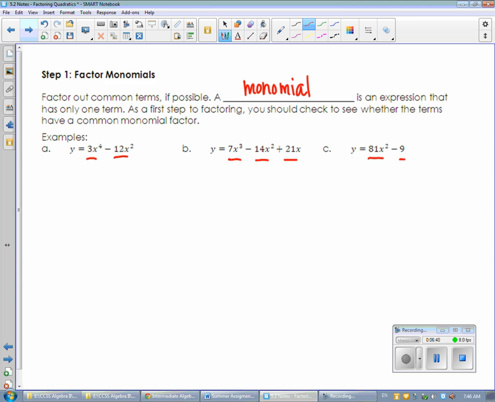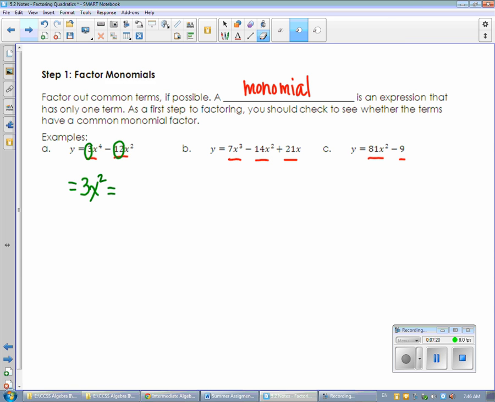So if I take a look at example A, let's deal with the numbers first. If I look at my 3 and my 12, both of those numbers are divisible by 3. So I want to factor out a 3, and I'm essentially just dividing it out. I also notice that both of those terms involve x's. I want to pull out as many as I can. The first expression has 4 factors of x because x is raised to the 4th power. The second expression has x squared, which means I have 2 factors of x. So the most I can pull out are 2 factors of x, or x squared. And when I do that, I'm essentially just dividing that out.